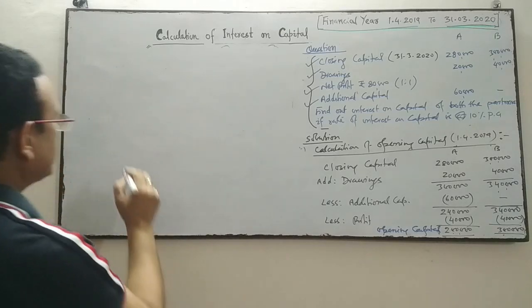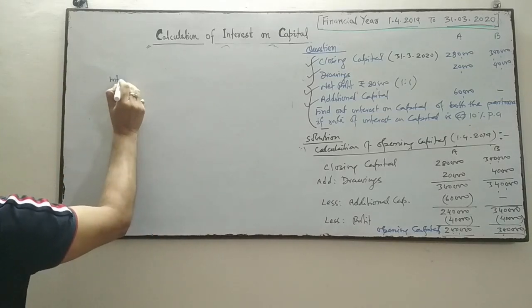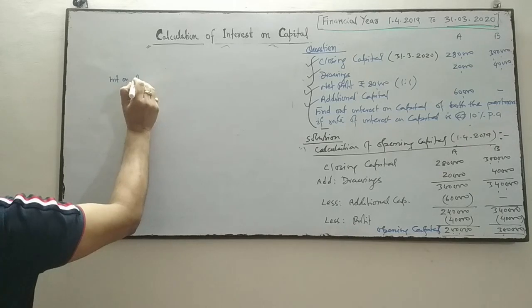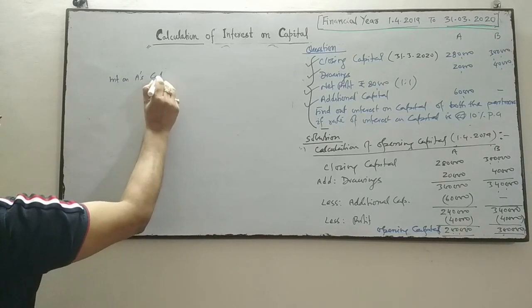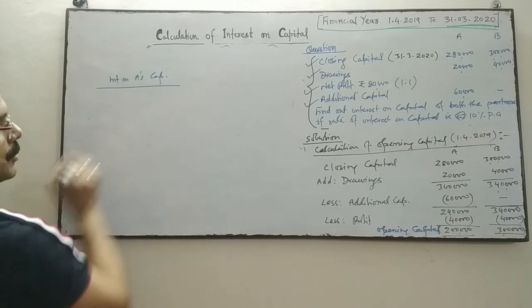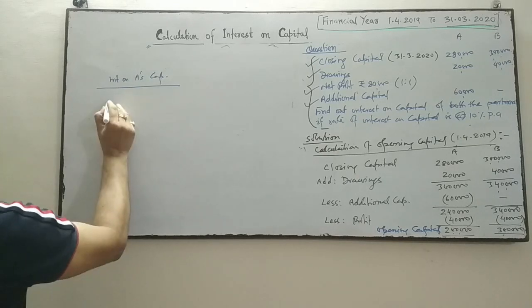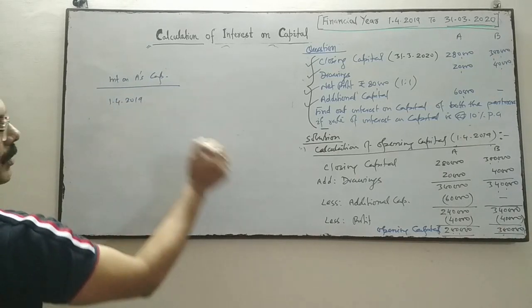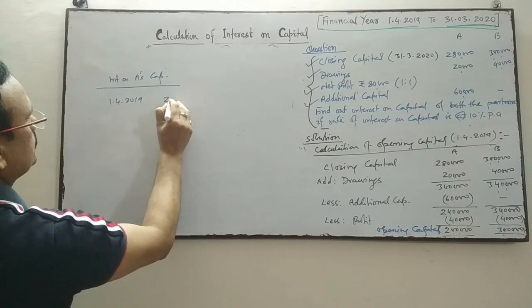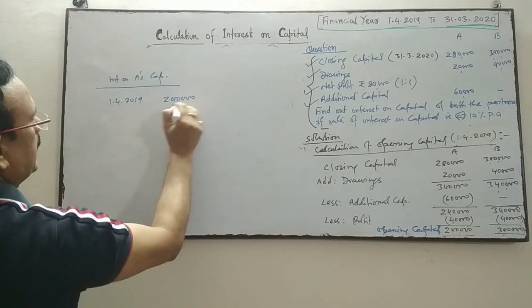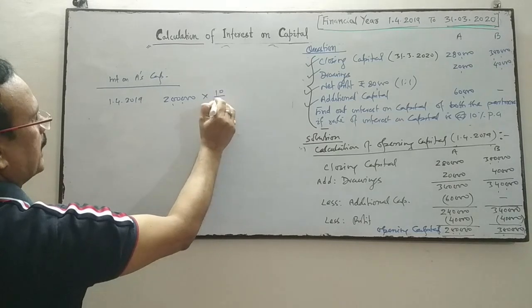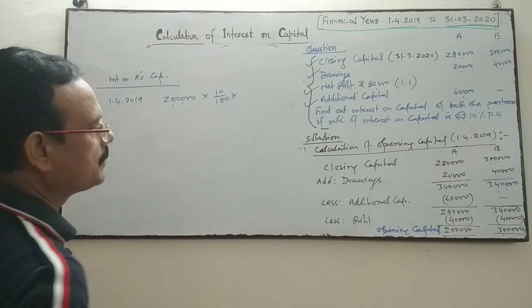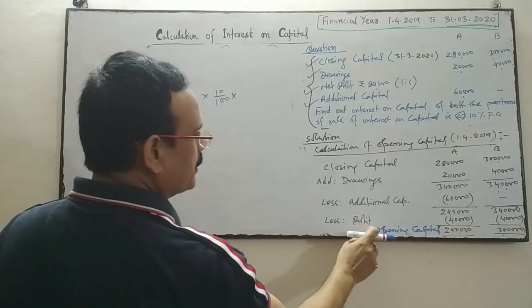Now we'll calculate the interest on A's capital. On 1st April 2019, A's capital was 2 lakhs. Rate of interest is 10% per annum on this capital, which is for the whole year.